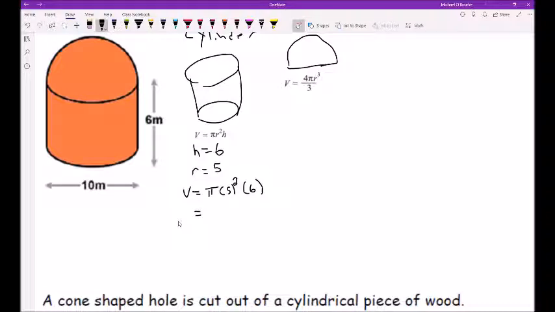Alright, so let's plug that into our calculator. And I'll do it on the screen so you can see how I would do it on an Apple one. So if I was using an Apple calculator here, I go to my pi button, times 5, and then use the square button up here, times 6. Let's round to a whole number here. So 471 is my answer there. Good.